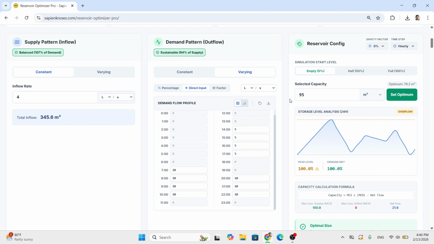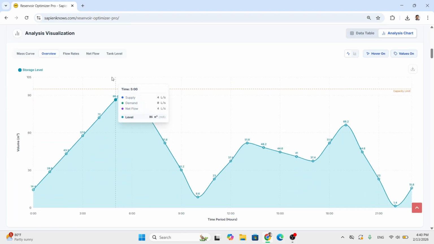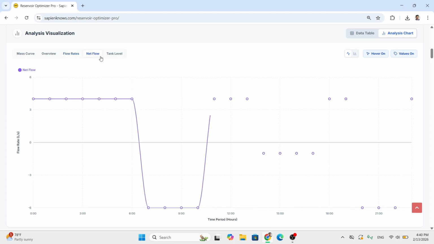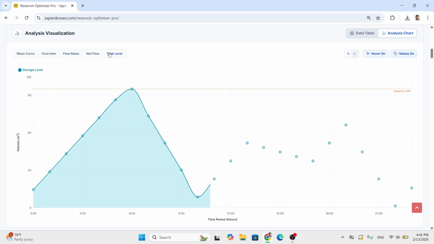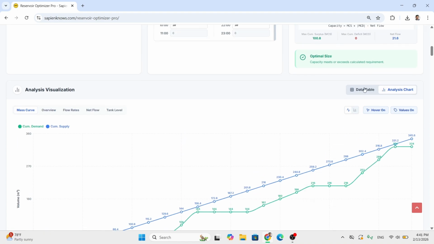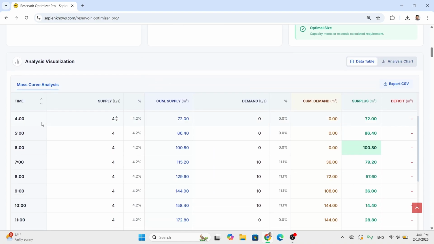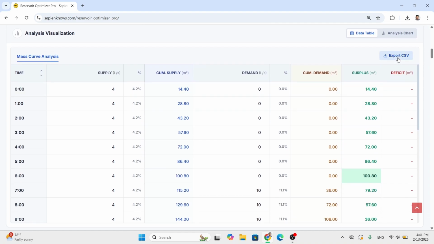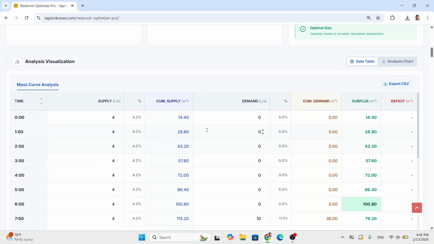So this is a complete design. These are the flow rates, the net flow, and the tank level. This is the mass curve. This is also the table which shows the mass curve. We can export it in CSV.